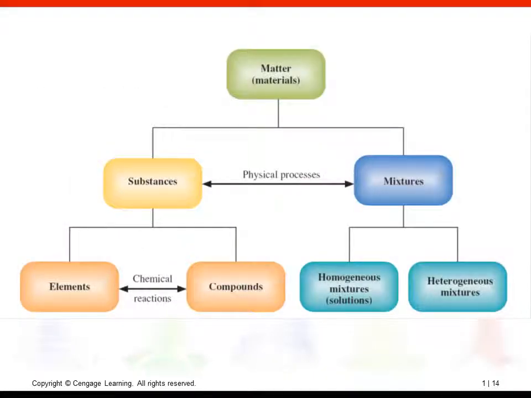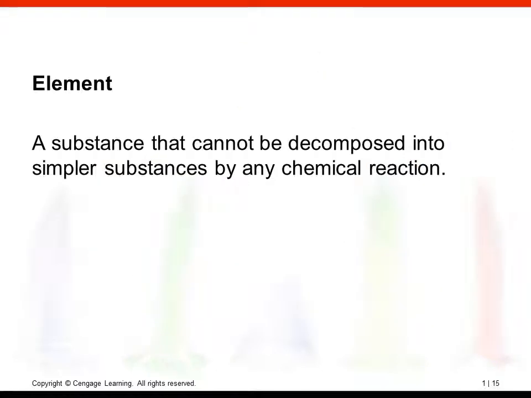All matter is classified as either a mixture or a pure substance. The definitions for the terms on this chart will be found in the following slides. An element is the simplest pure substance. The periodic table lists all of them with their symbols and names.